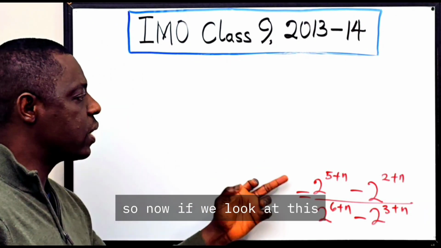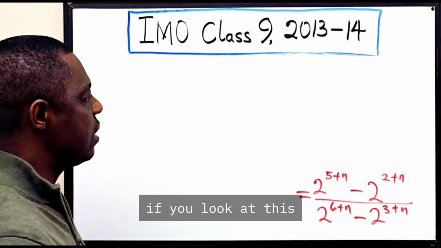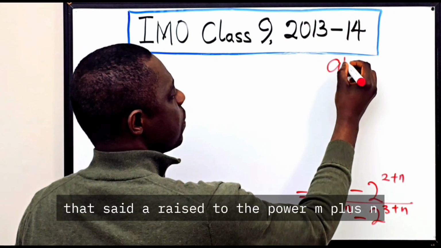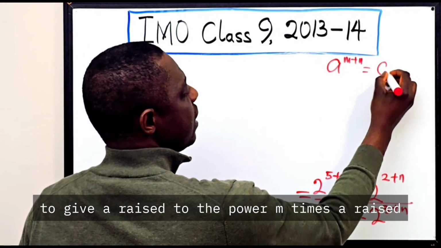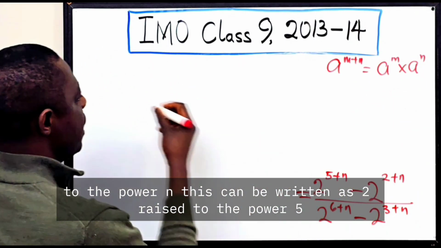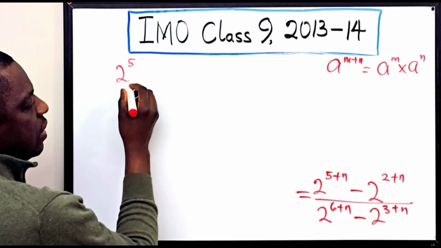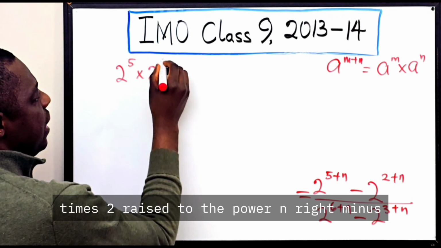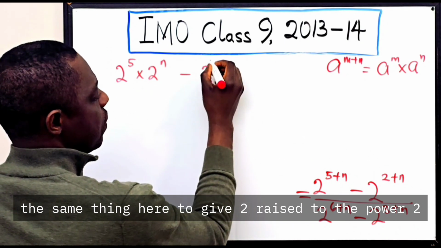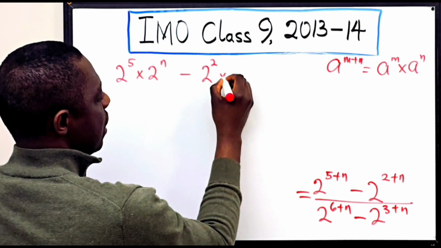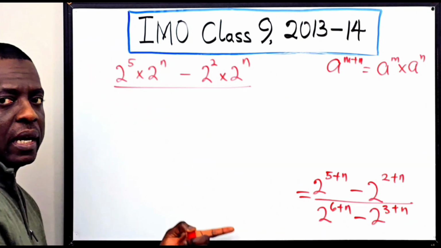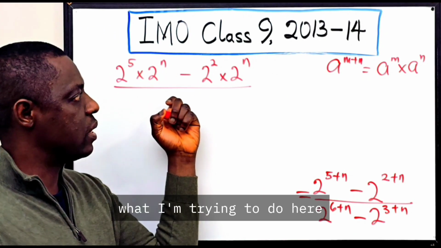So now, if we look at this, and following the same law of indices that says a raised to power m plus n gives a raised to power m times a raised to power n, this can be rewritten as 2 raised to power 5 times 2 raised to power n, minus the same thing here to give 2 raised to power 2 times 2 raised to power n. So we're going to apply the same thing here. I'm pretty sure you understand what I'm trying to do here.